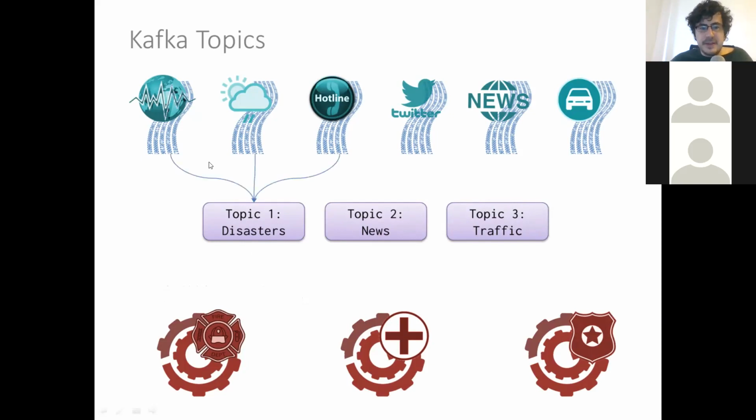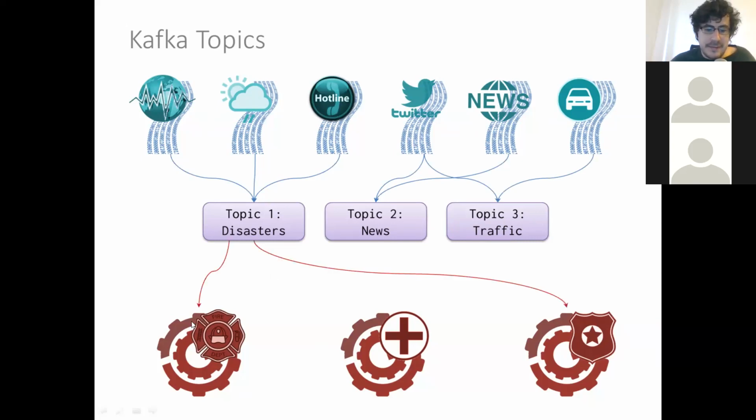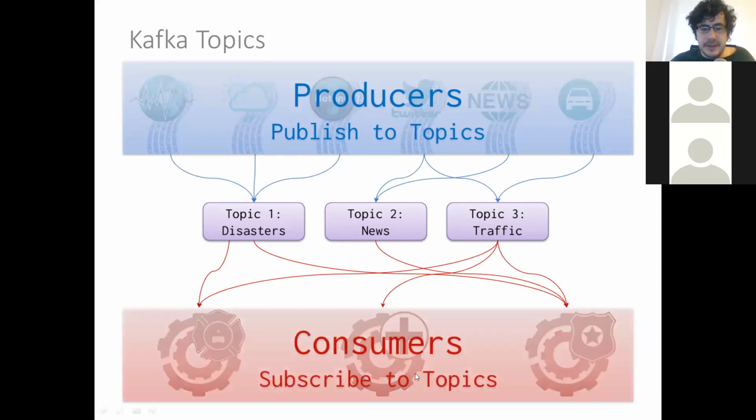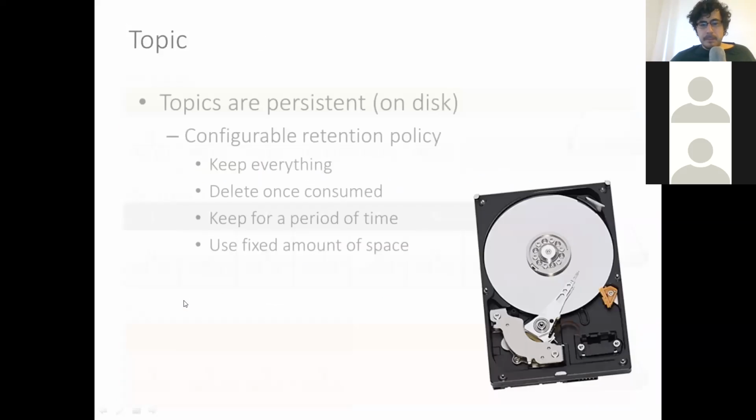So for example, for disasters, maybe the earthquake information, weather and hotline are of relevance. For the news, maybe Twitter and the news stream, and for traffic, maybe Twitter and the traffic stream, maybe also weather, but okay. Then these different services, the consumers, can consume the records from the different topics, as we see here. So producers publish to topics, and we say that consumers subscribe to topics. So we can talk about subscribers to different topics.